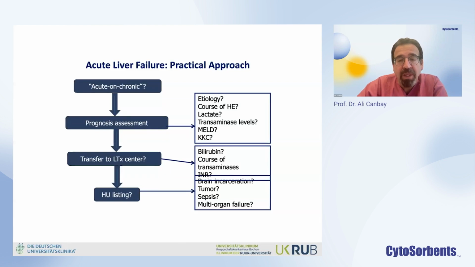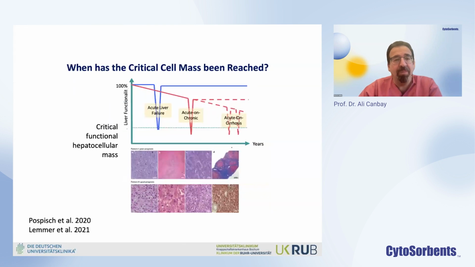But of course, we do have exclusion criteria. Do they already have a tumor, or sepsis, or multi-organ failure? They will not get transplanted. But why is it so important to understand what liver failure means?